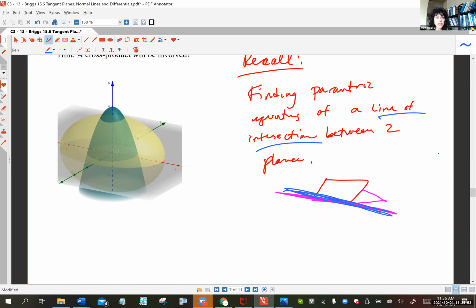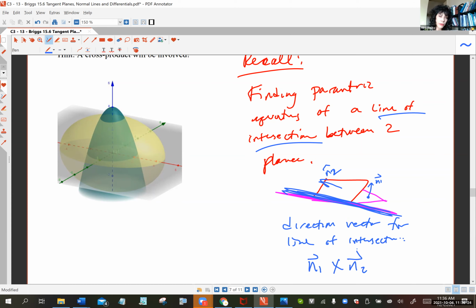So I don't know if you remember this, but let me walk us through this real quick because it's going to make sense before I do this other problem. The way to do it is you got the normal vector for one of the planes, call it N1. You got the normal vector for the other plane, call it N2, say. And it turned out the direction vector for the line of intersection was the cross product of these two vectors. So the direction vector for the line was given by N1 cross N2. Does anybody remember this? Maybe not.